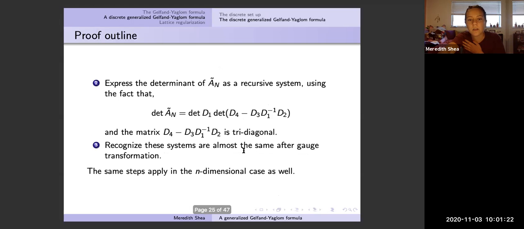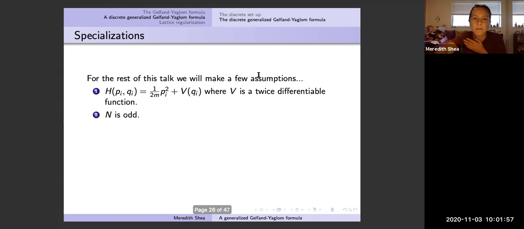Okay, and so the same steps apply in the n-dimensional case. There's a few things you have to be careful about, like this product matrix here is now block tridiagonal, but there's still a nice recursive formula for the determinant of a block tridiagonal matrix. And you have to be a little bit careful when writing the systems and recognizing what side you're multiplying on and stuff like that, but nothing hard. So that's how we prove the generalized discrete Gelfand-Yaglom formula.